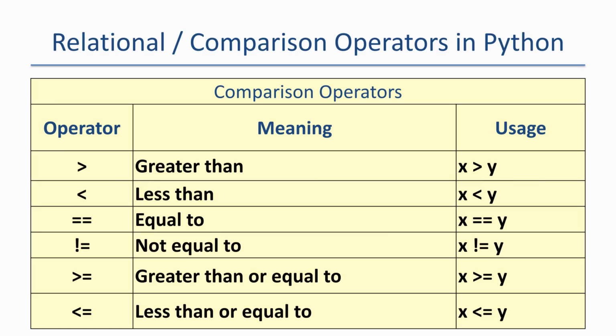These operators are those which compare two operands to each other. For example, you can say if something is greater than something else, or less than, or equal to, or not equal to, or greater than or equal to, or less than or equal to. So let me jump to some examples again.